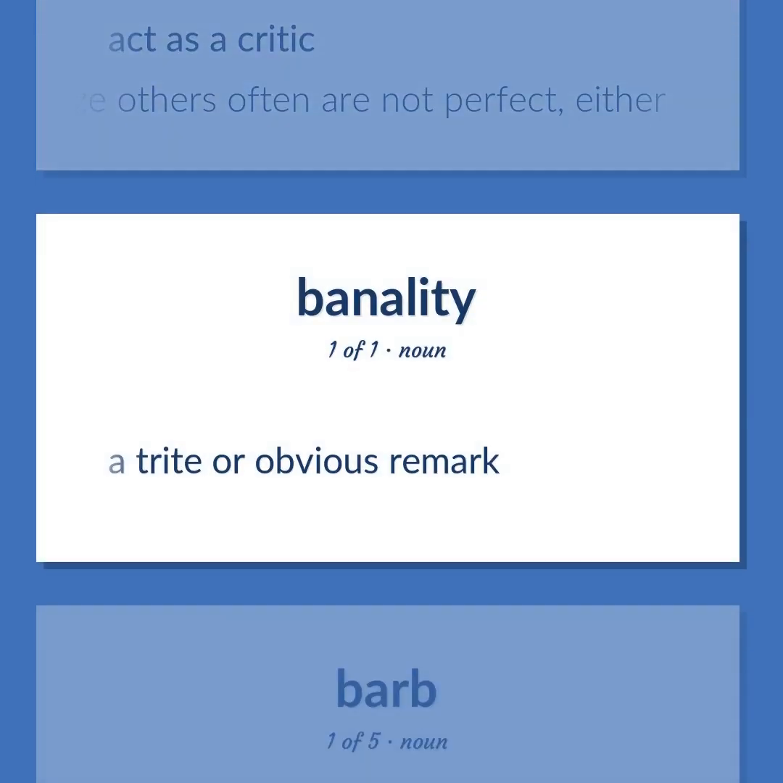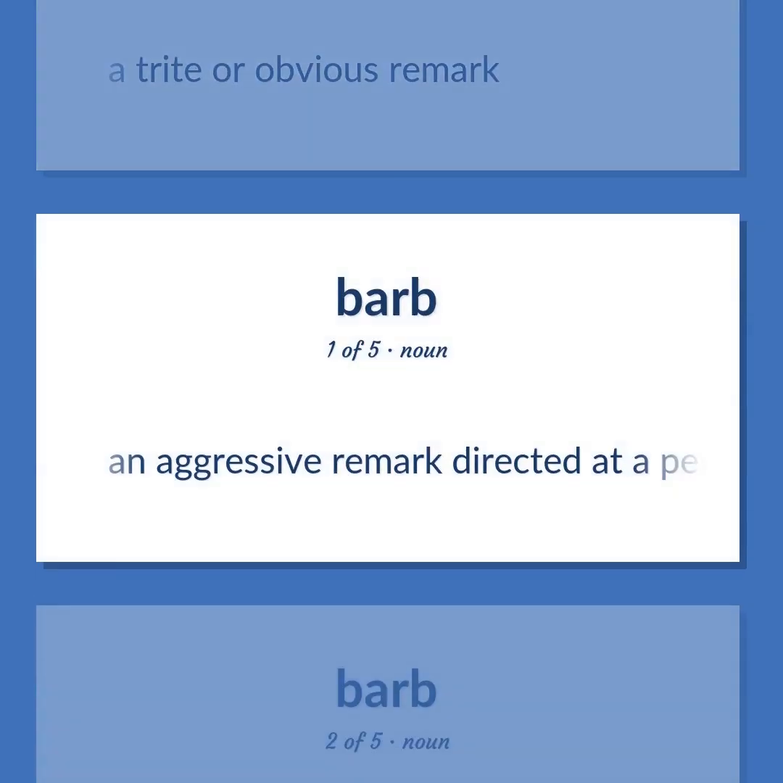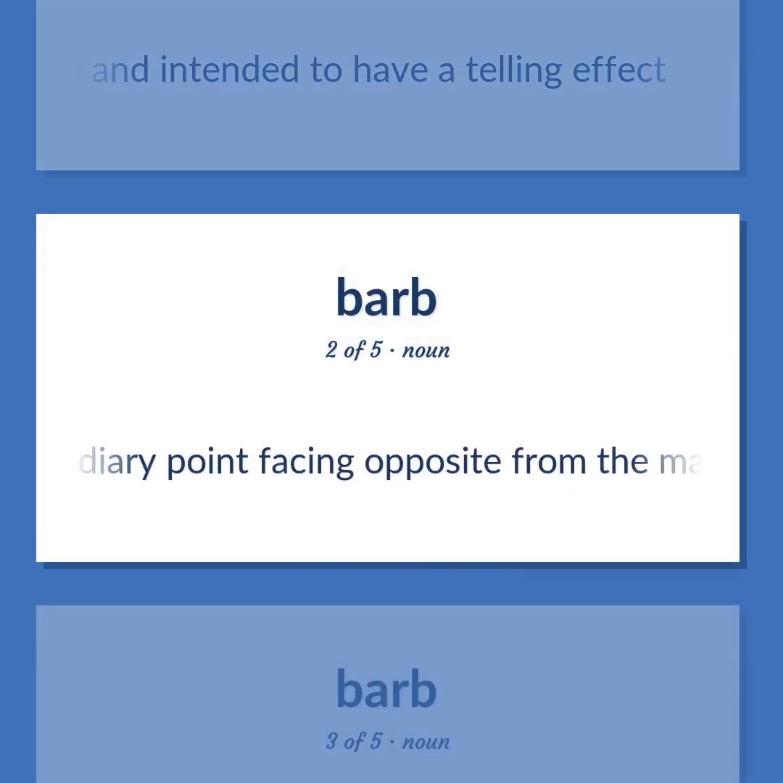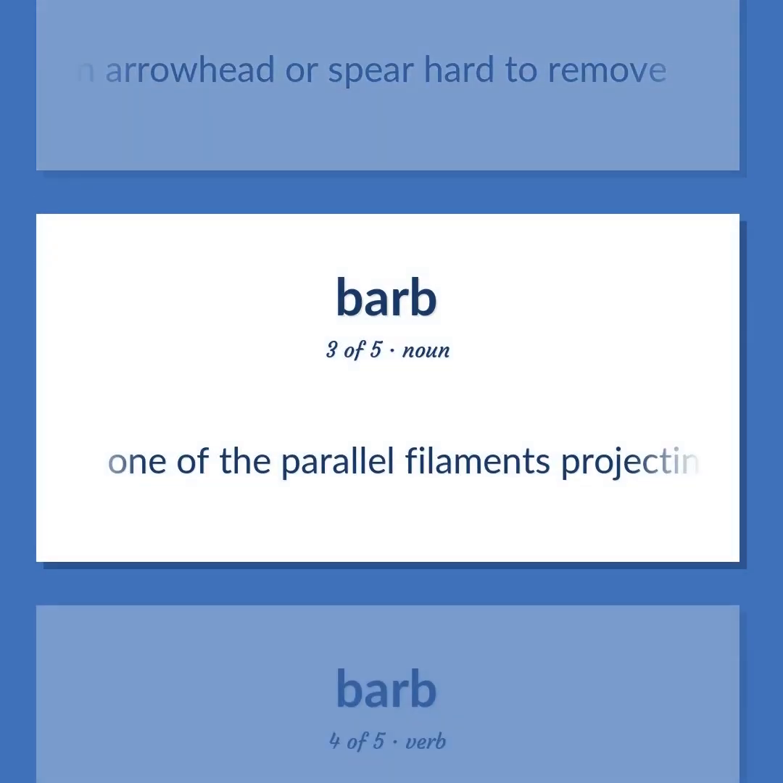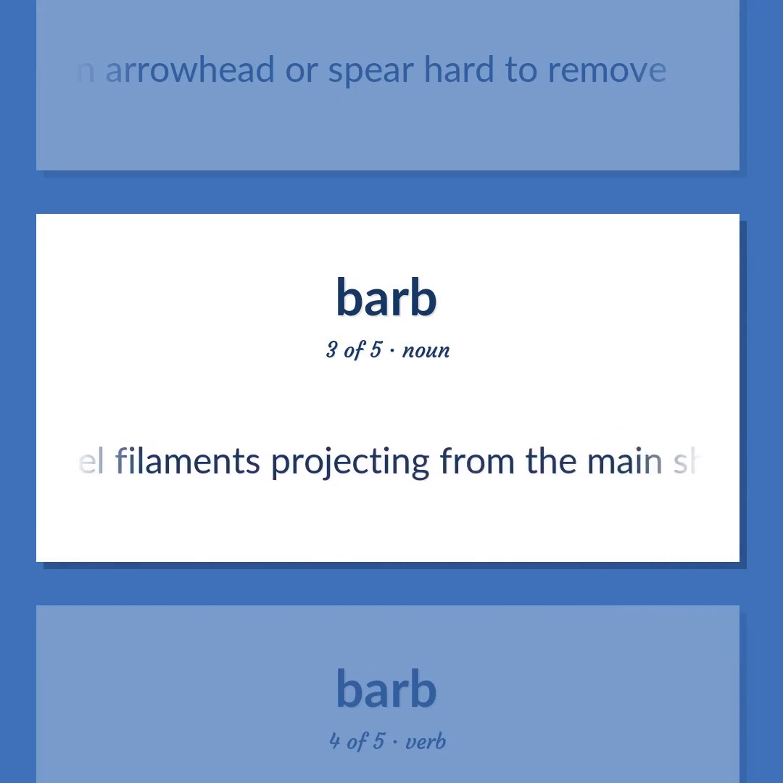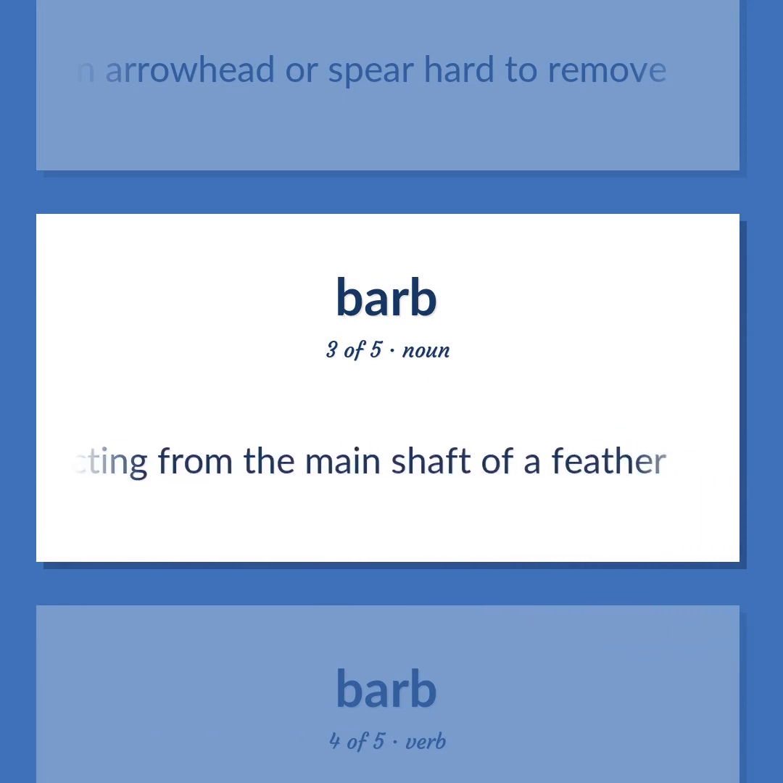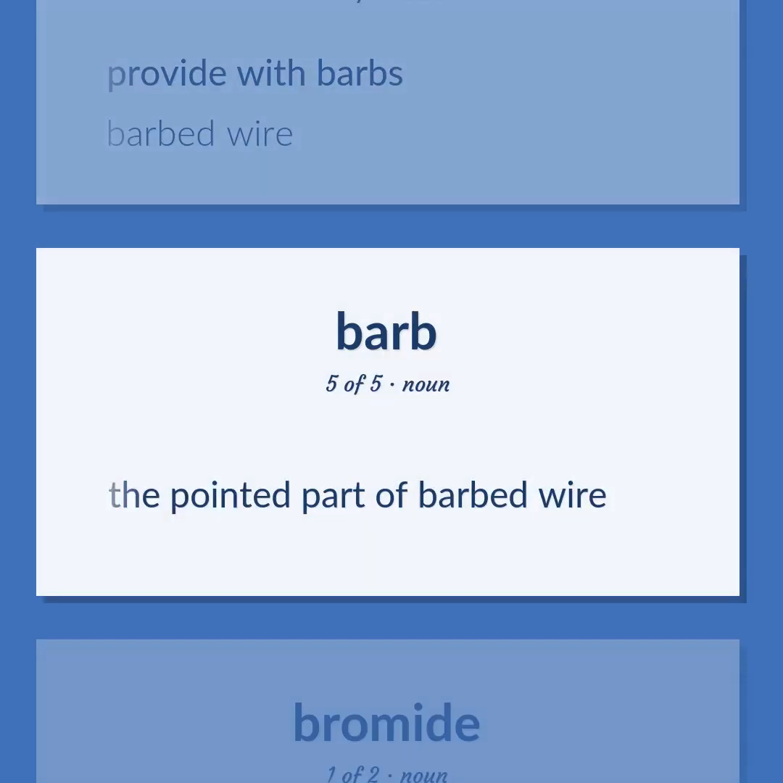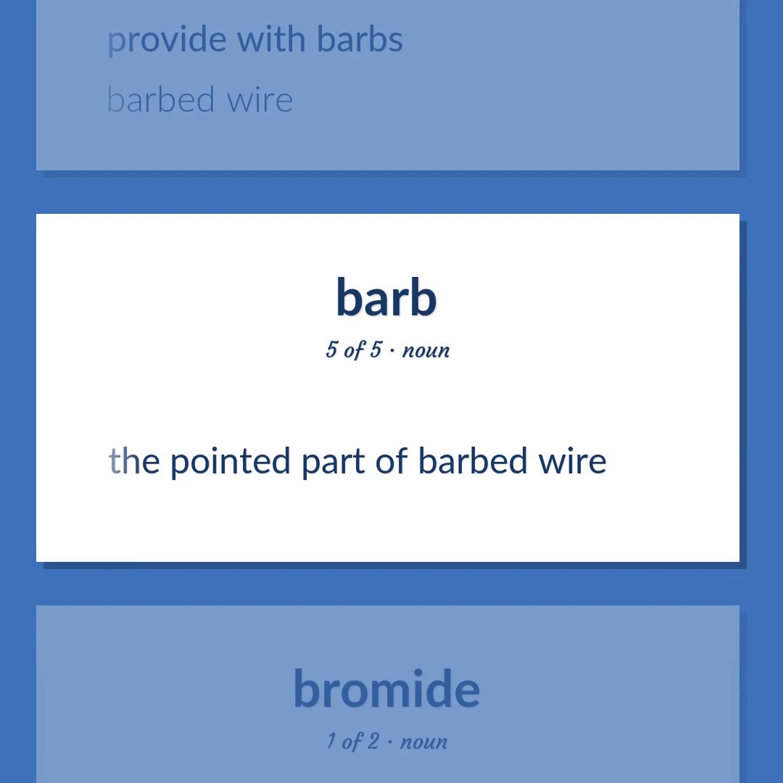A trite or obvious remark. An aggressive remark directed at a person like a missile and intended to have a telling effect. A subsidiary point facing opposite from the main point that makes an arrowhead or spear hard to remove. One of the parallel filaments projecting from the main shaft of a feather. Provide with barbs. Barbed wire. The pointed part of barbed wire.